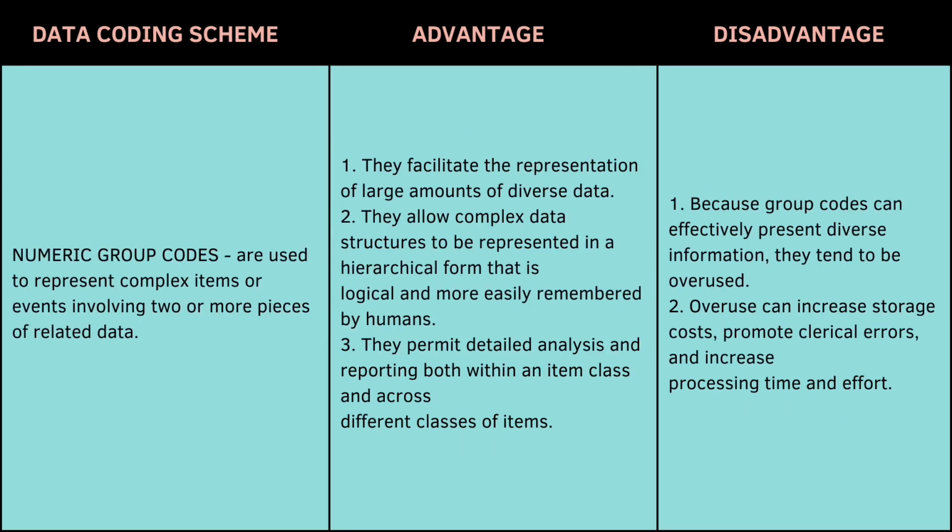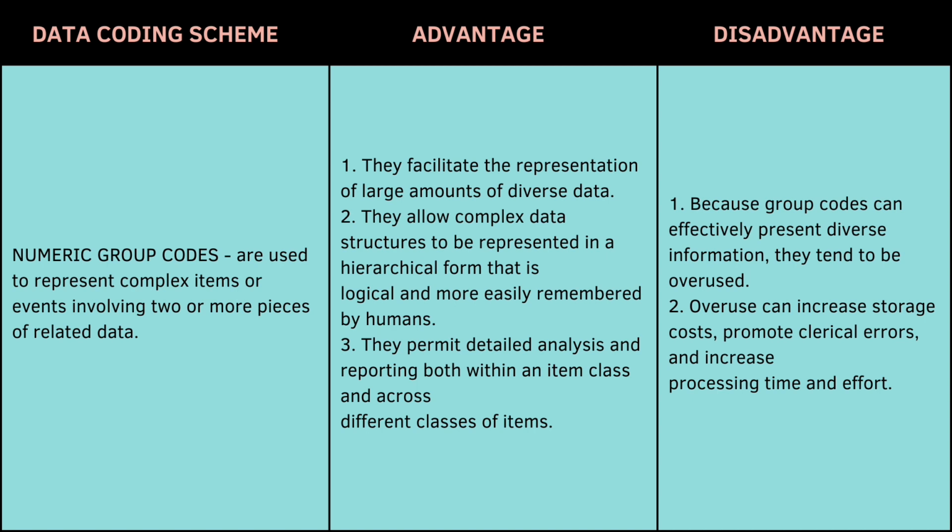We have numeric group codes. It represents complex items or events by dividing them into zones or fields, each with its specific meaning. These codes help organize and convey multiple related pieces of data efficiently. The first advantage is that they facilitate the representation of large amounts of diverse data. It is like a big container that can hold many different items. So if you have a lot of data to organize, use numeric group codes.